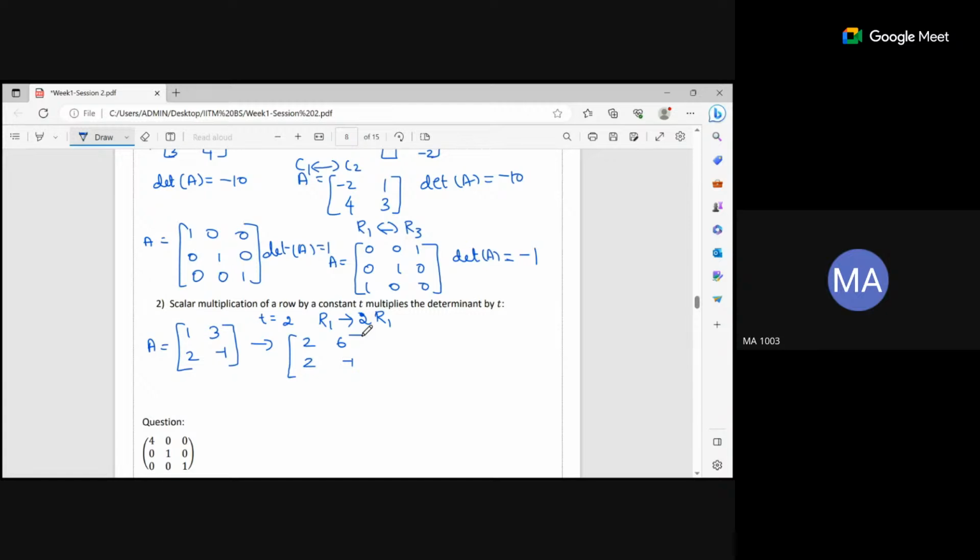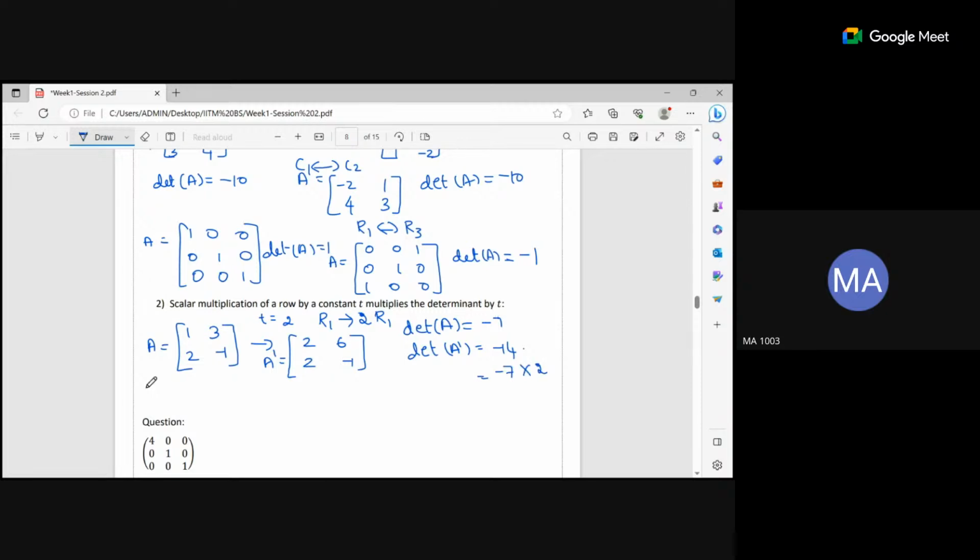So what is the determinant of A? Minus 7. And what is the determinant of A dash? Minus 14. Now you see what has happened. When you multiply one row by a constant, the determinant is multiplied by that constant. So here it is minus 7 into 2, and that is the determinant of A dash.